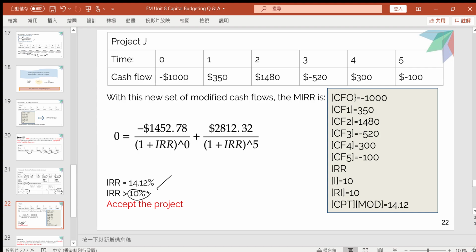Okay, then if you're using your financial calculator, you may use this approach to work it out. If your financial calculator is a professional one, then you have this function key. But if you don't have, you can't. What you need to do is to work out the two figures, and then you can make use of your financial calculator to work out the internal rate of return.